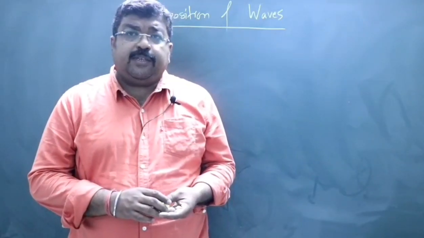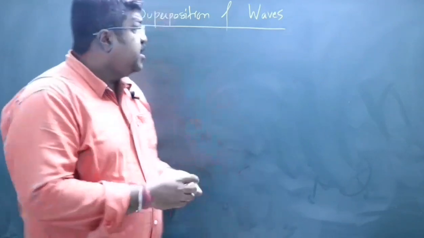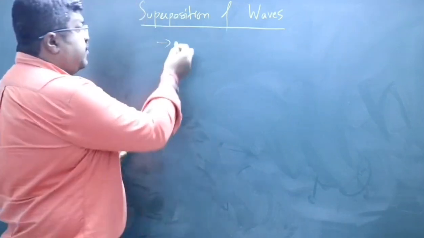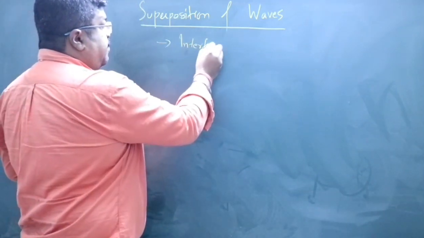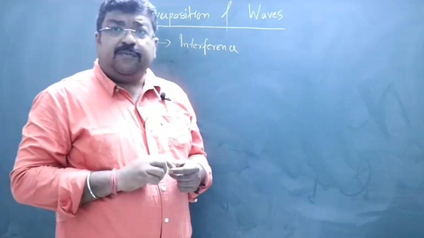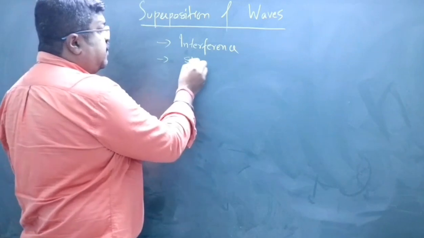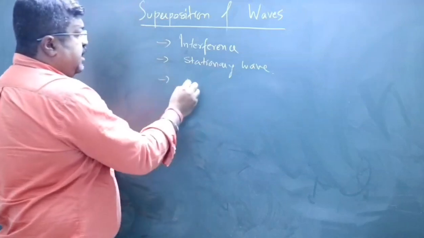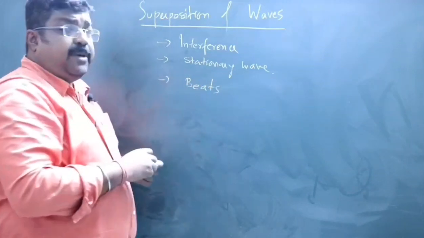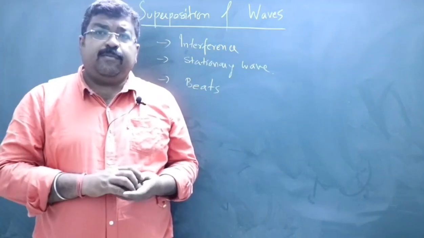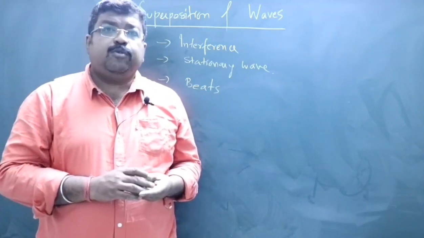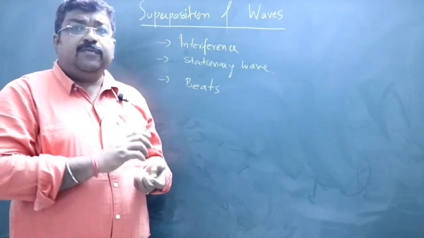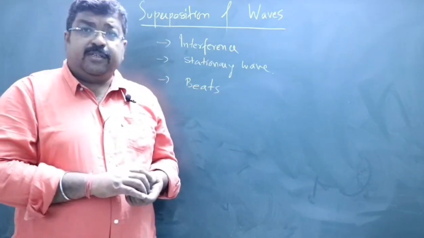Now superposition of waves leads to various phenomena. The prominent among them, which we are going to learn in the later videos, are first interference, which we will discuss in this video, then formation of stationary waves, and last is formation of beats. So these are the three important phenomena which arise due to superposition of waves: interference, formation of stationary waves, and beats. Now in this video we are going to see the phenomenon of interference.